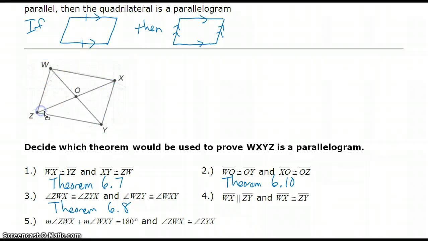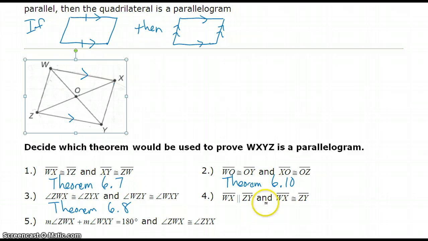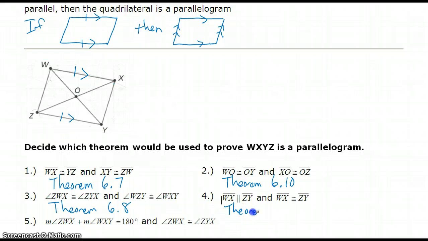Erase those tick marks. Number 4 says segment WX is parallel to segment ZY. And segment WX is congruent to segment ZY. Well, that one looks like theorem 6.11. I have one pair of sides that are opposite, congruent, and parallel. So I would use theorem 6.11 to prove that I have a parallelogram.